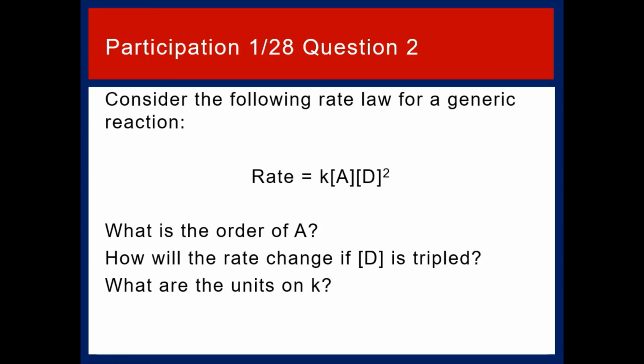The second question on participation 128 is due Friday, January 28th at 11:55 p.m. over on Blackboard. The link to the assignment is right below the links to these videos. Consider the following rate law for a generic reaction. Rate is equal to K times concentration A, concentration D squared. What is the order of A? How will the rate change if the concentration of D is tripled? And what are the units on K? So I want all 3 of those questions answered.